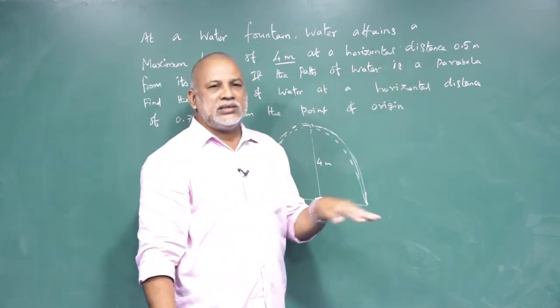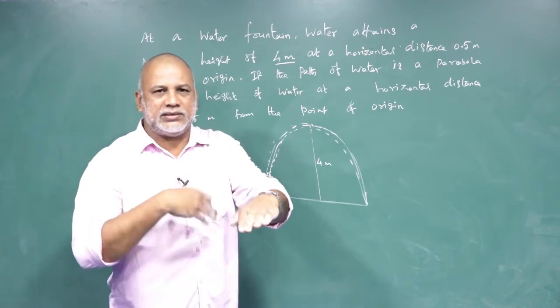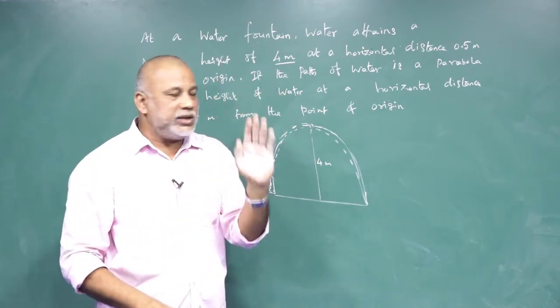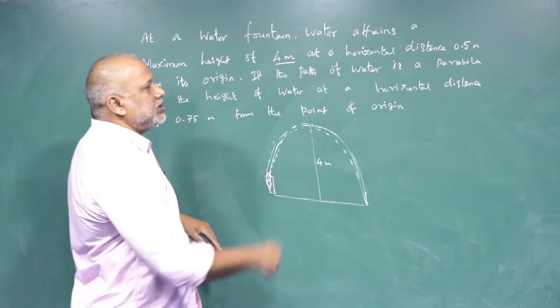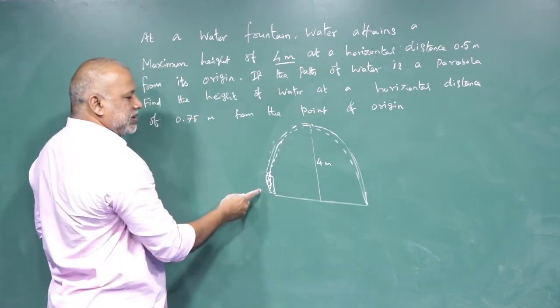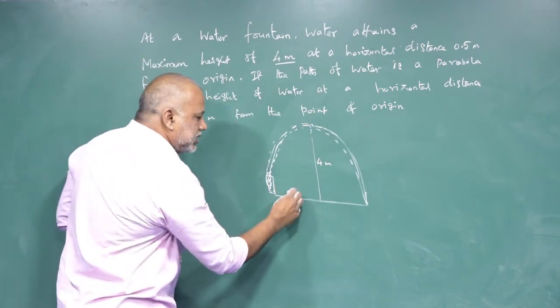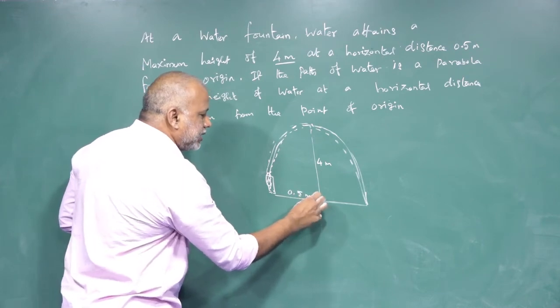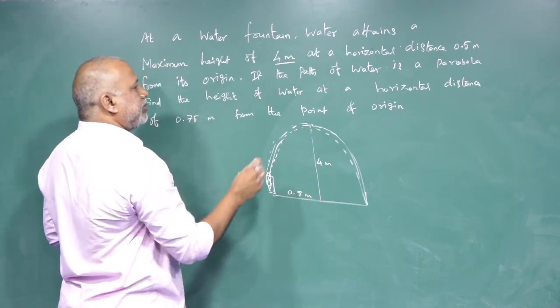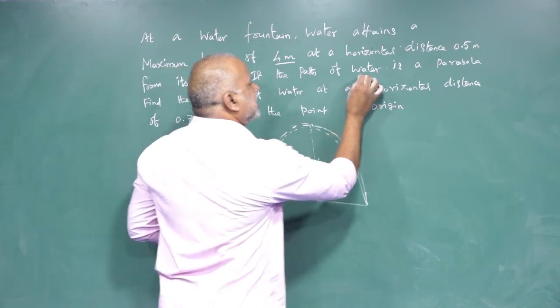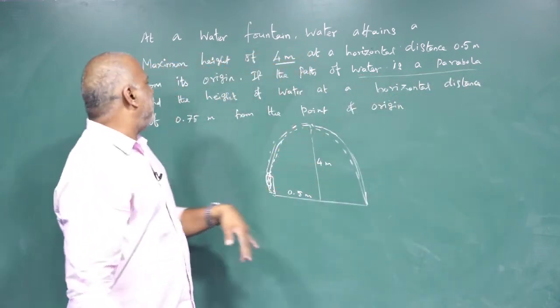At a horizontal distance means x-axis, the x distance. Vertical means y. Here the horizontal distance is 0.5 meter from its origin. I already explained, this is the origin. So this is 0.5 meter from the starting point. The path of the water, as already explained, is parabolic. This is the parabolic path.